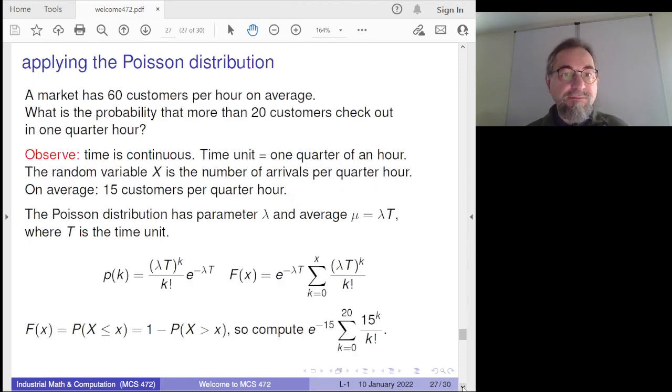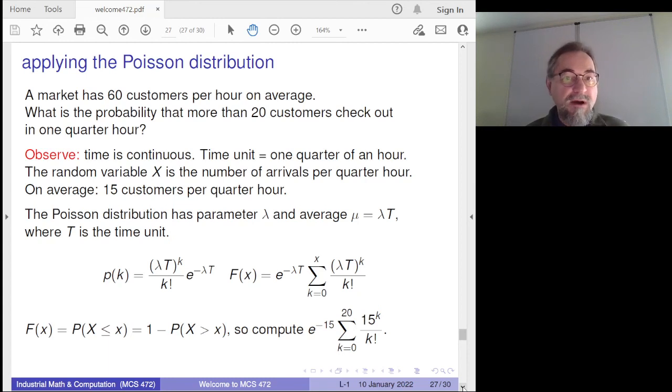So that will be answered by the Poisson distribution. What is critical here is that it is a continuous distribution. Time, if it involves time, is continuous. It's suggested perhaps that you work with hour as a time unit, but smaller numbers are better numbers. So quarter hours, 15, is a better number. So your time unit is 15 minutes.